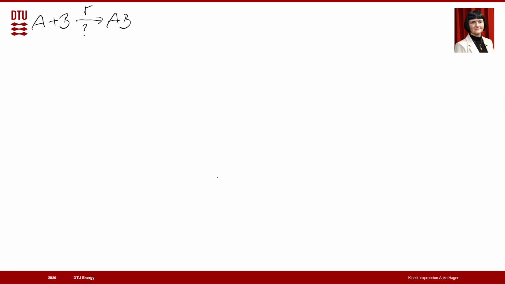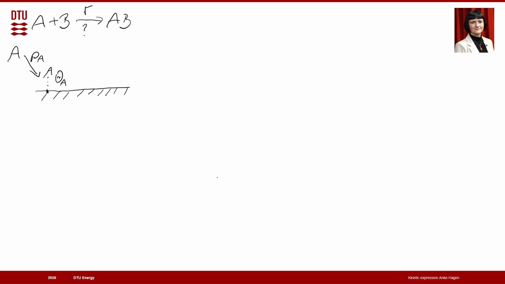This reaction can be divided into individual reaction steps. For our example, we assume that species A comes from the gas phase. We then express the concentration as a partial pressure of A. It reaches the catalyst surface, where it adsorbs on an active site. The concentration of adsorbed species is expressed by theta A.